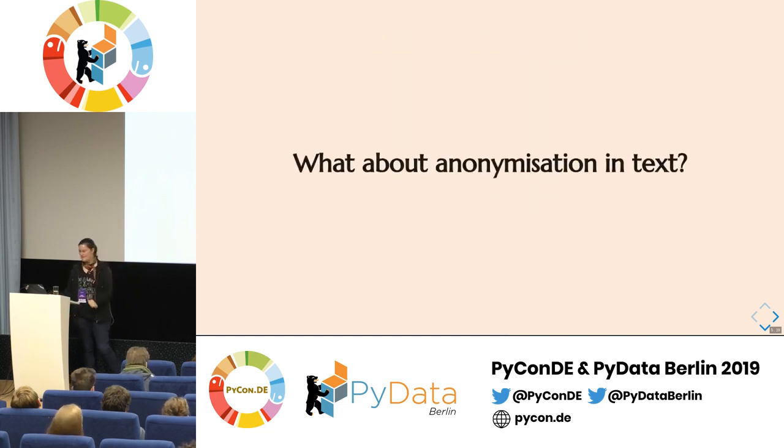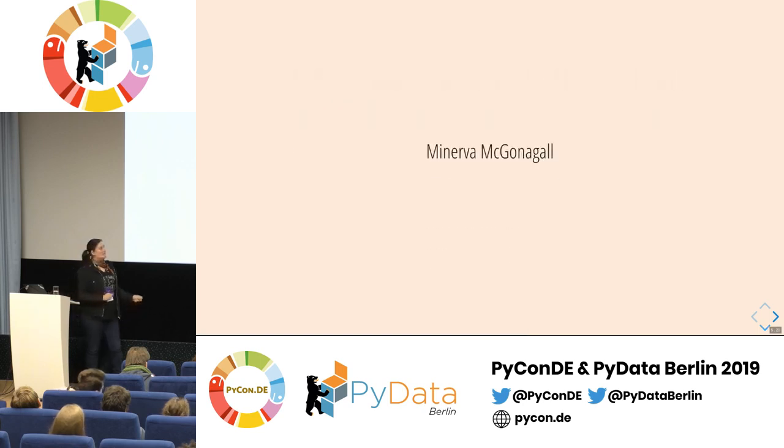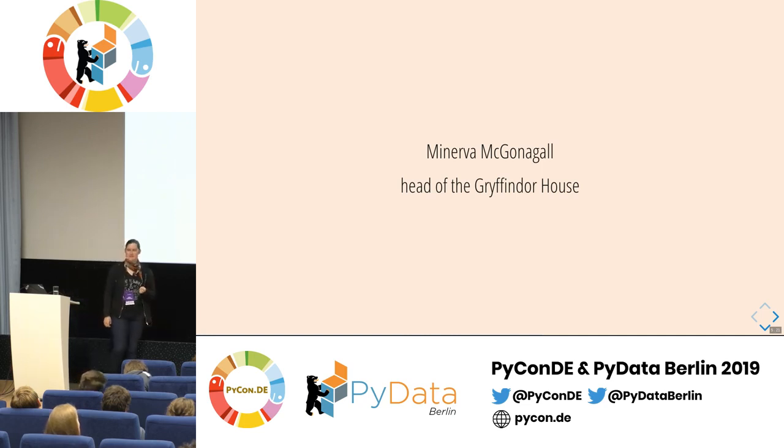Now we're back in text, and as you can see, there are some ways to remove things like Minerva McGonagall, so first plus last name. If you've got a good named entity recognition, it will probably match. But if you've got a phrase like head of Gryffindor house, it's much harder to anonymize that, to remove that information. It should probably remain even after pseudonymizing your datasets.